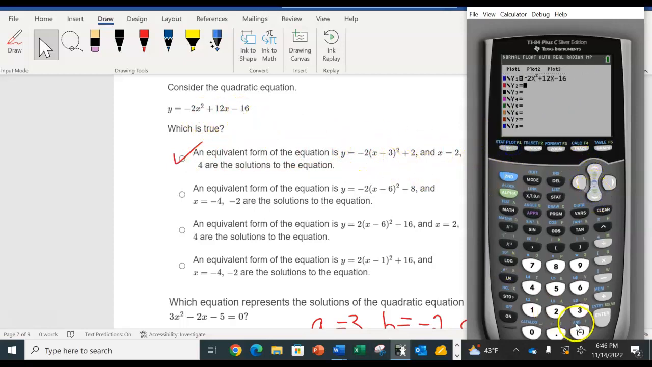So we're going to put in negative 2, parentheses, x minus 3.